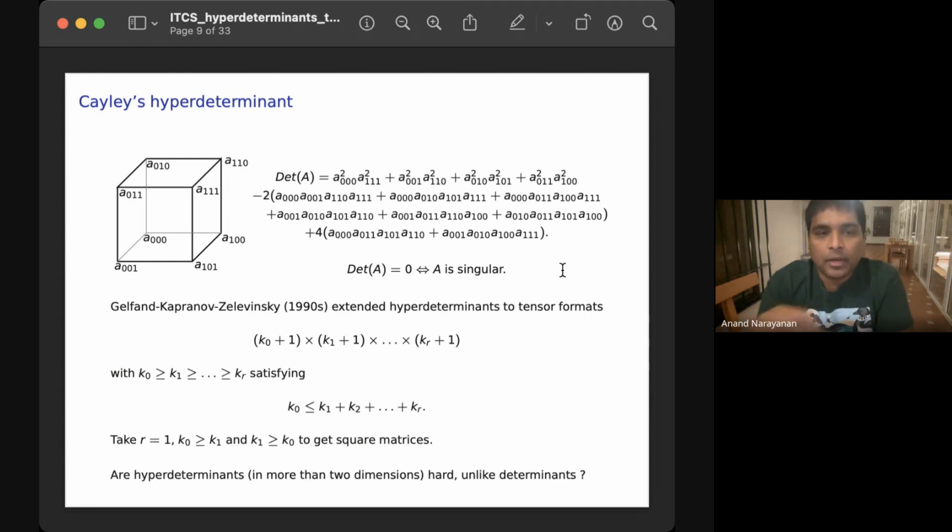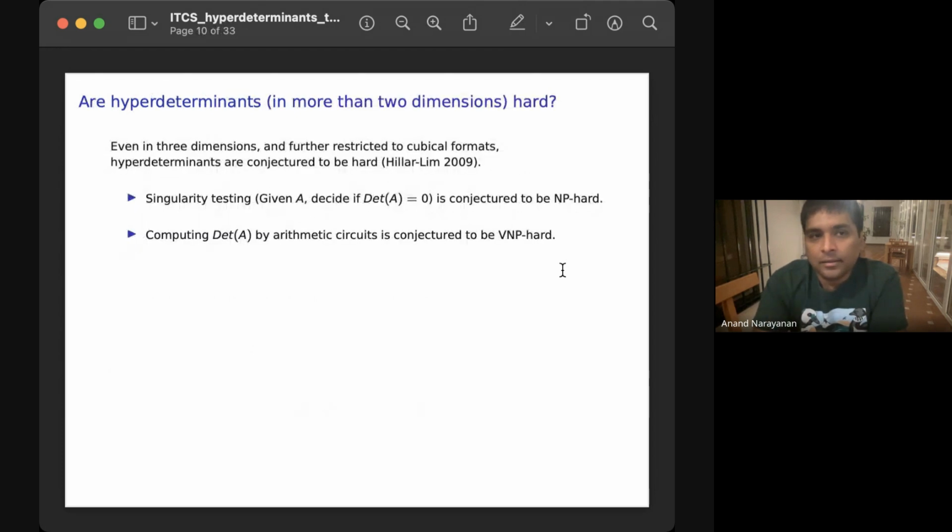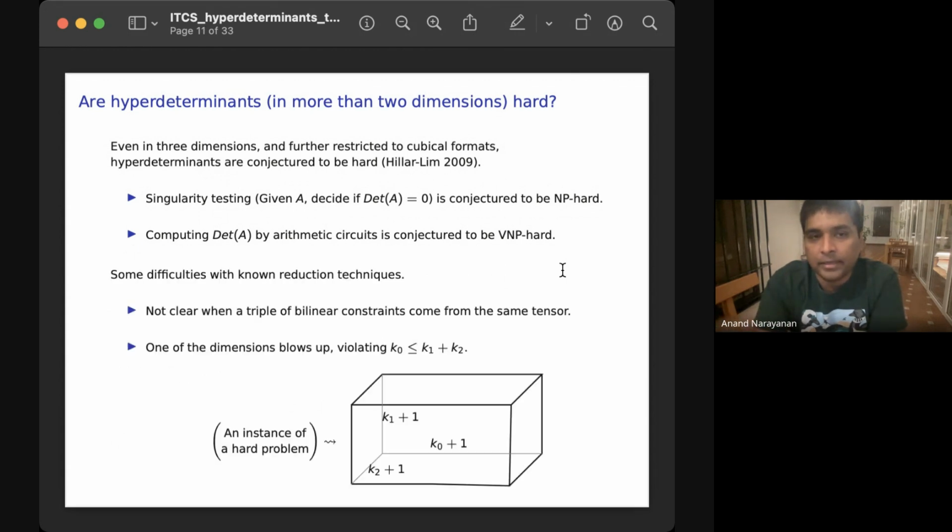Okay, so the question is, are hyperdeterminants in more than two dimensions hard? Or is it easy like determinants? And the conjecture is that hyperdeterminants are hard. So in some sense, in complexity theoretic sense, they behave like permanents and not determinants. But a proof remains elusive. And in the very same paper, they identify some of the shortcomings of known techniques.